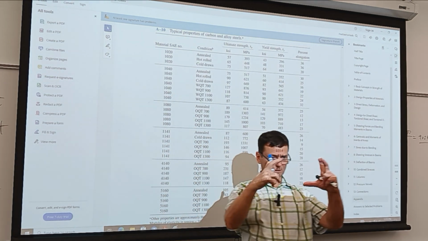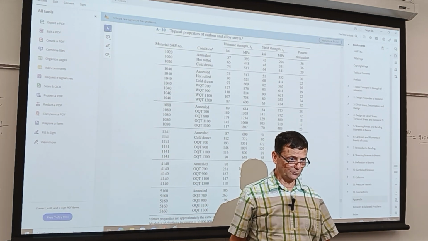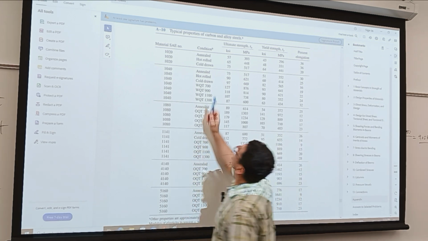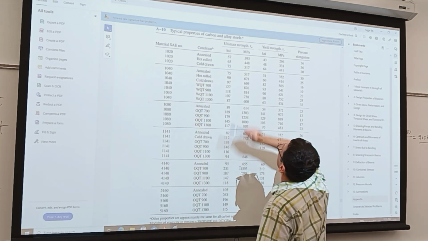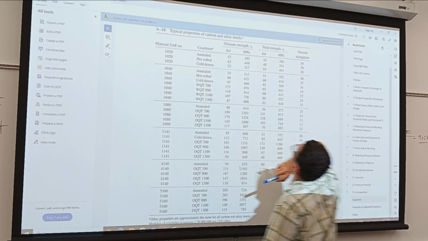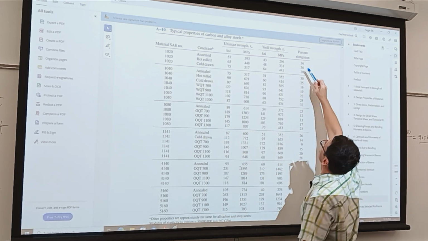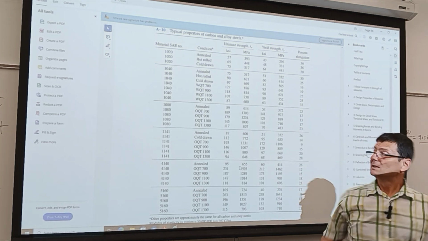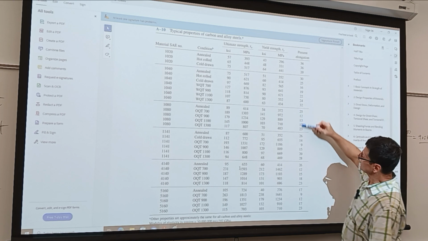You usually don't expect a bar that is half a foot in diameter to be cold drawn. Only the smaller sizes. Those would be harder. You can see the ultimate strength for the cold drawn is higher. And then the last column tells you what is called percent elongation. So this is an indication of its ductility.